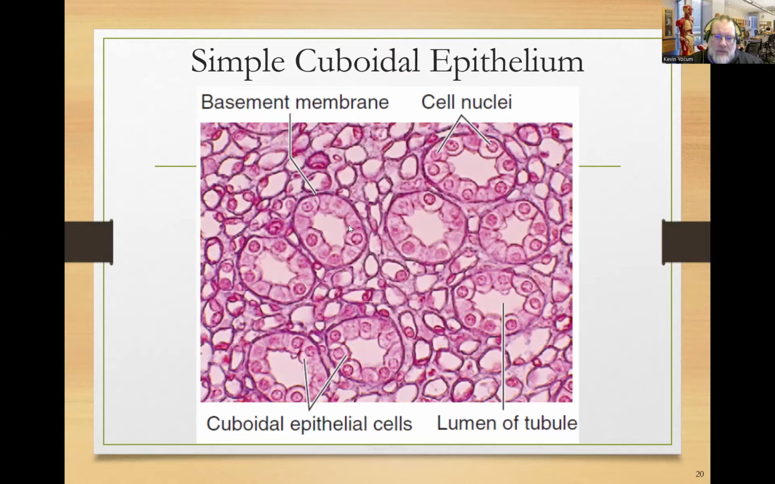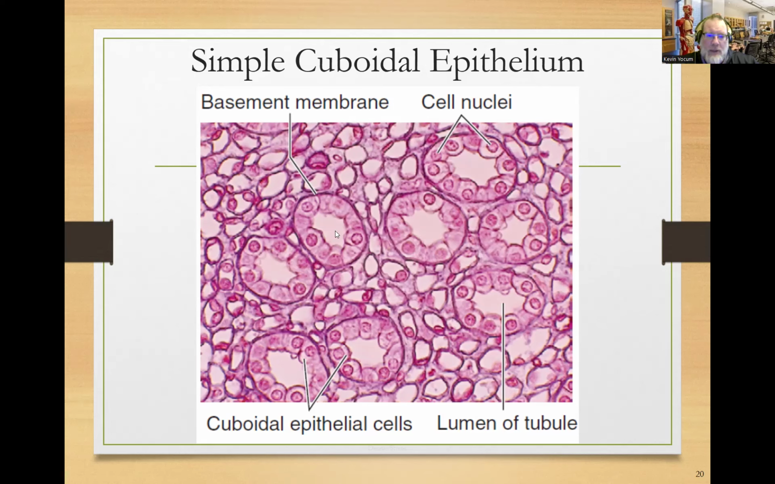This is a series of small tubes, usually, so this would be simple, it's one layer, and then cuboidal, because you can see the cells are not flattened, but they're also not columns, so they look a little more cube-like. And so these are going to be cross sections of some sort of small tube. And these tubes could be part of glandular tissue, coming up from or away from a gland.